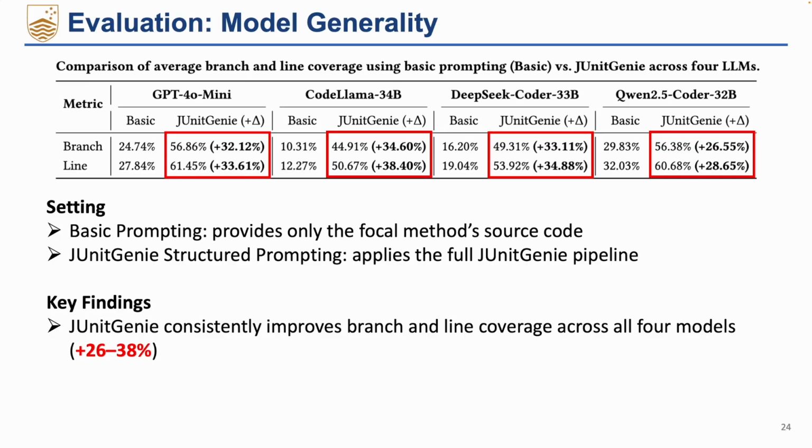We conduct experiments on 4 models, GPT-4o mini and 3 open-source models. For each model, we consider 2 settings. The first is basic prompting, which uses only the focal method source code, and the second applies the full JUnitGenie pipeline. As shown in the table, JUnitGenie consistently improves both branch and line coverage by 26% to 38% across all models.